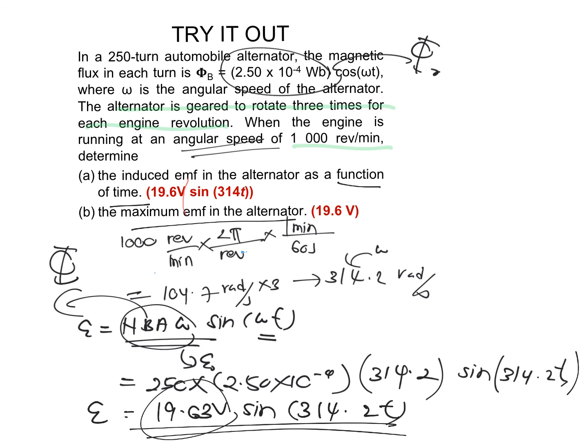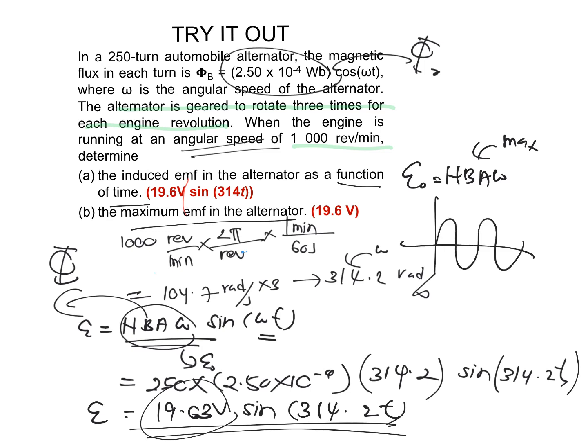I forgot to mention that epsilon naught is not the original one. In NBA omega, the epsilon naught is the maximum. When you have a graph here, EMF naught is basically the maximum peak. The question asks for the maximum EMF, and that's the reason why you use NBA omega. So that's how you do it.